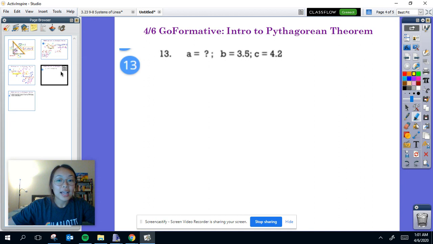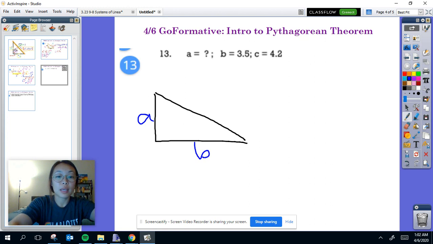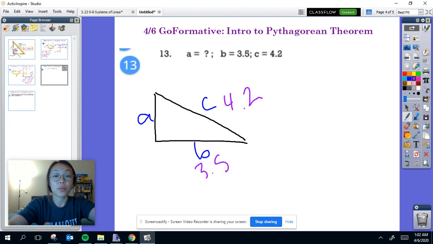All right. This one right here, I'm not going to give you the answer. I just want you to know that you need to set up a picture if you have some scratch paper. So I'm always dealing with a right triangle. I like to draw mine just right side up. And then I go and label it A, B, and C. I'm going to fill in the information that I know. B is 3.5, C is 4.2, and now I'm solving for the missing A value.